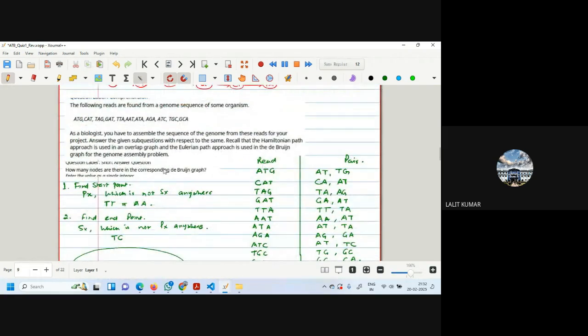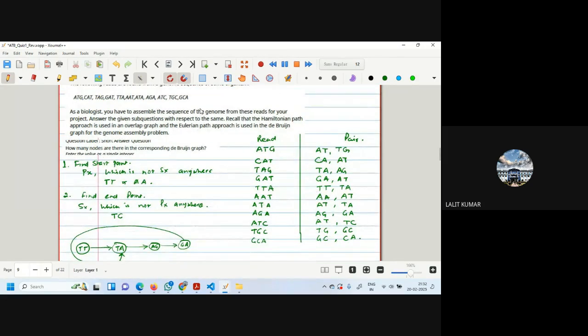Okay, the second question: the following reads are found from a genome sequence. So this is a de Bruijn graph. We have done enough questions on this, so the steps remain the same. What do we do? First, we convert these reads into pairs. Then we find the start points. In this question, there are two start points. There is one TT which is not there in any suffix, and one AA which is not there in any suffix. So this straight away gives me an idea that I cannot find any path which will visit all these k-mers.